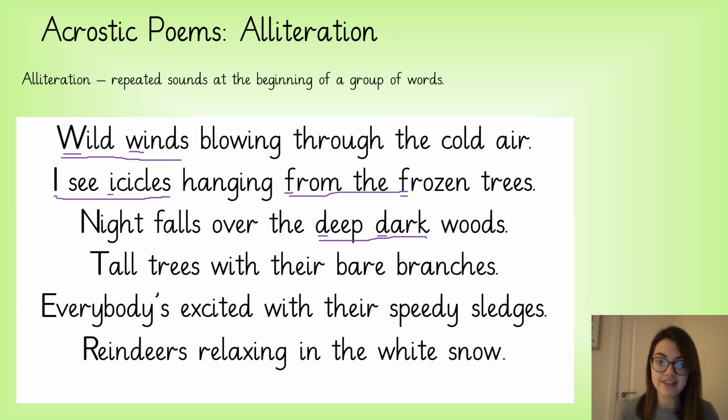Now it's your turn to have a little go at spotting alliteration in the last 3 lines, but I'll give you a little clue. In this line, there are 2 examples of alliteration. In the line beginning with the letter E, there are 2 examples as well. And in the last line, there is 1 example. I want you to see if you can spot these examples of alliteration in the last 3 lines of the poem.